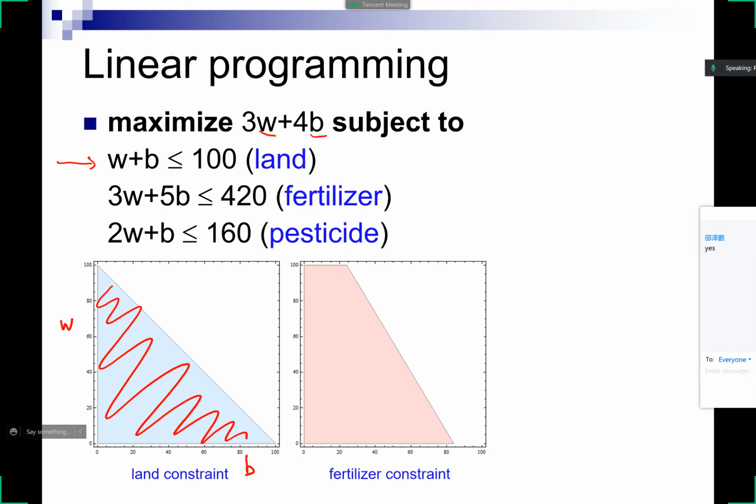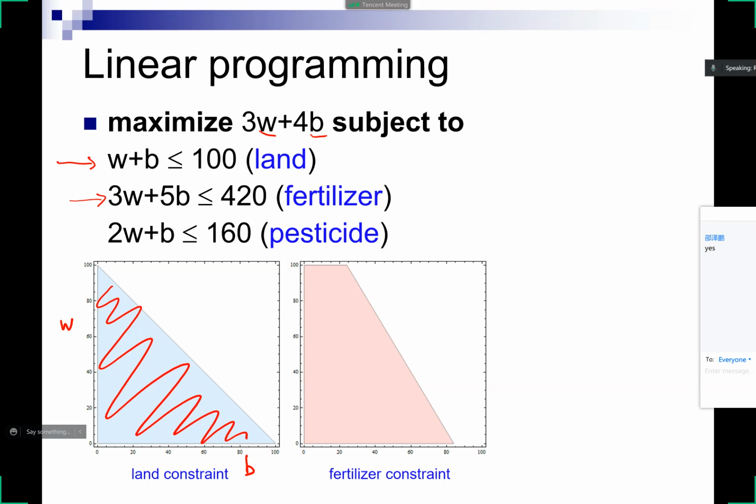Right, and so here in the second constraint, what we're saying is that all of the acceptable or feasible W and B pairs have to lie within this pink region over here. All the values in the pink region satisfy the second inequality, whereas anything outside the pink region violates the second inequality.